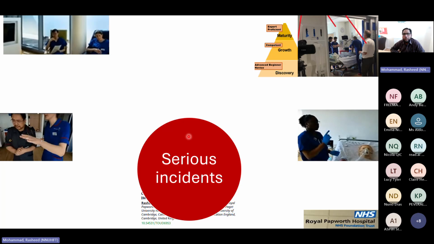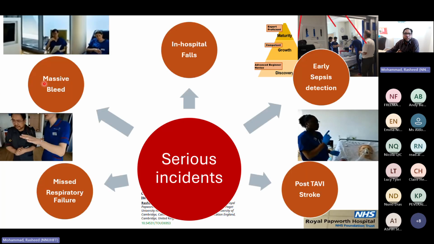And with that ownership, they created iterative simulations for a very specific problem area within that complaint or serious incident. They were running different simulations, which could be how to improve the response to massive bleed within the theater, or what to do when on the operating table we realize that a post-TAVI, which is a procedure, patient develops stroke, and how to minimize that. Why do we miss respiratory failure, or what should be our response if something happens which causes an elderly patient to fall within the hospital?